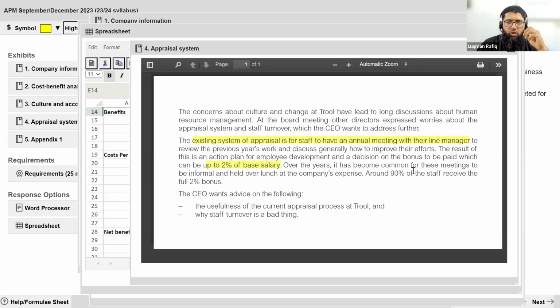Over the years, it has become common for these meetings to be informal and held over lunch at the company's expense. Around 90% of the staff receive a full 2% bonus. The CEO wants advice on the following: the usefulness of the current appraisal process at Rule and why staff turnover is a bad thing.